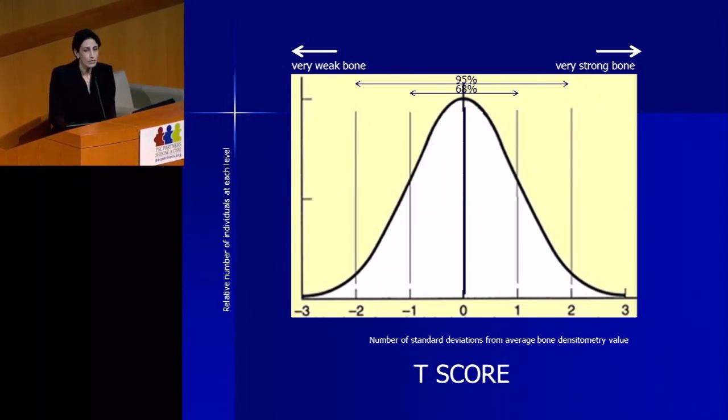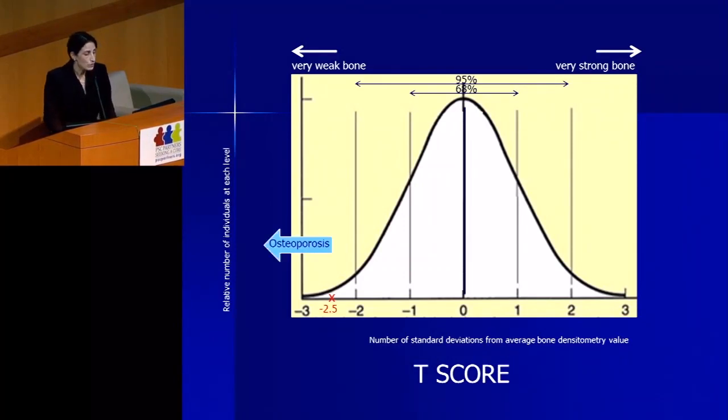The further you go out to the right, the stronger the bone. The further to the left, the weaker the bone. If you go out to the right and have strong bone, the T-score is +1, better bone, +2, really great bone, +3, and the reverse is true on the left. By definition, these scores of 1, 2, and 3 correspond to 2/3 or 95%. So if you are at -2, that means everything to the left of -2 is the lowest 2.5%, and to the right of +2 is the highest 2.5%. So between -2 and +2, 95% of the population will be clustered.